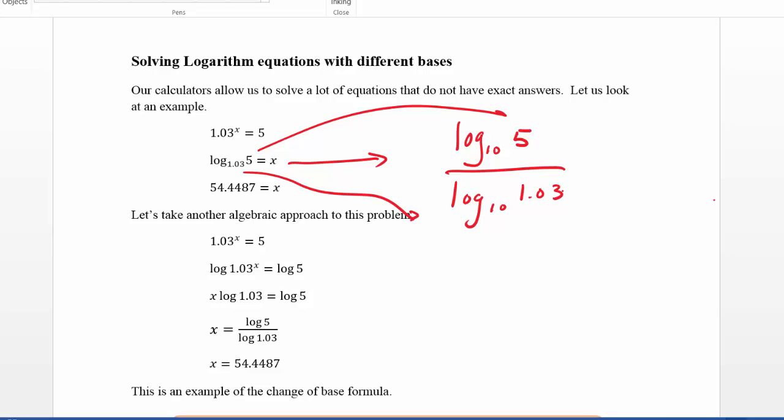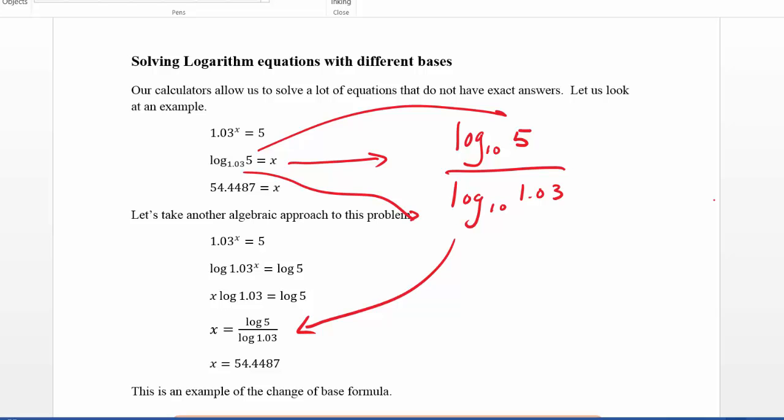And so what we've done here is we've used what's called a change of base formula, and this is going to come out to be the same value of 54.4. And of course that's what we've got going on down here. Obviously the base 10 is not written, it's a common logarithm and it's understood. So this is an example of how you can create the change of base formula by using different properties.